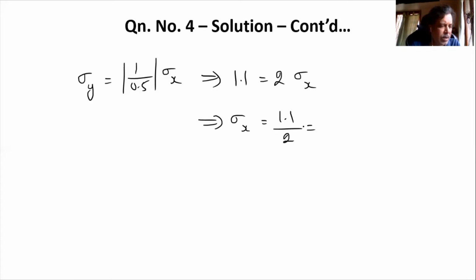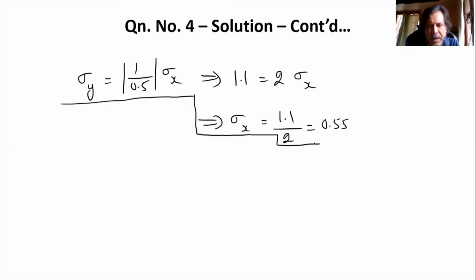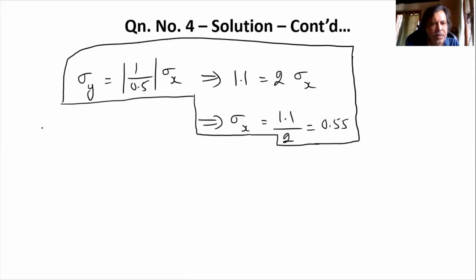How much is it? 1.1 divided by 2. We have 0.55. So that will be our standard deviation of x. This is the first part of the question. We have done it. Now we have to move into the second part of the question. What does the second part of the question say? How many of the observations should theoretically fall between 0.7 and 1.8?